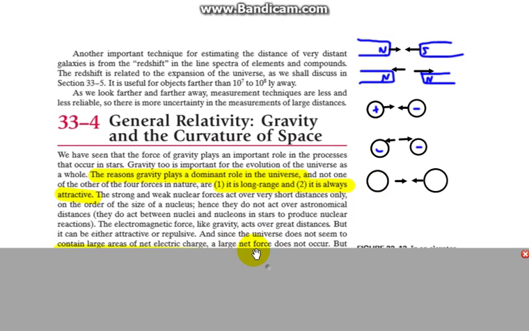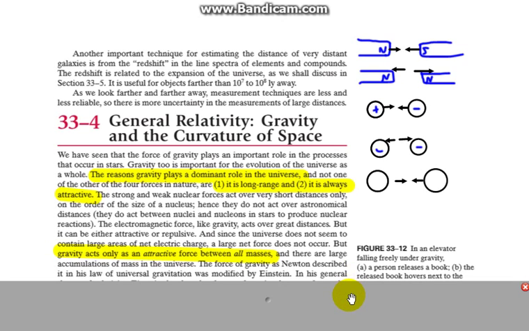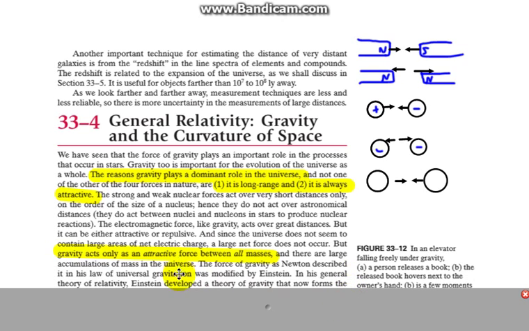Electromagnetic force, like gravity, acts over great distances but can be either attractive or repulsive. And since the universe does not seem to contain large areas of net charge, a large net force does not exist. But gravity acts only as an attractive force between all masses, whether they're Earth or smaller masses with smaller objects. And there are large accumulations of mass in the universe.